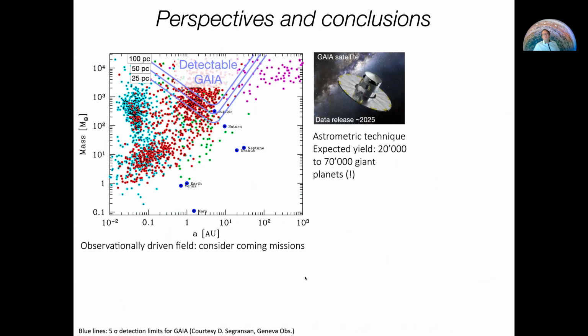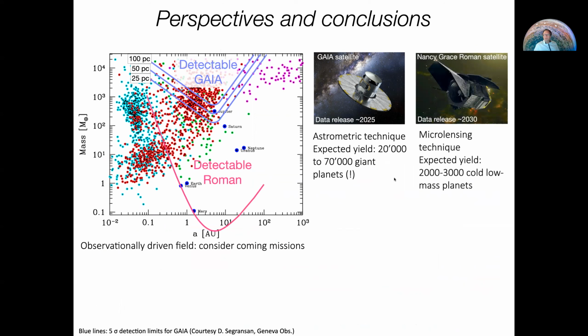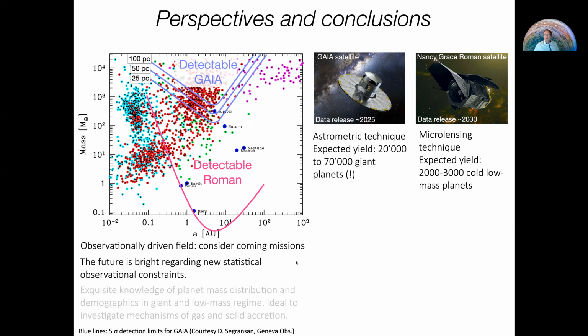And I think here, of course, it looks very bright because soon we will have Gaia, where we expect an enormous number of giant planets in this regime here. And then later on, we will have the Nancy Grace Roman satellite, which will discover about several thousand cold low mass planets, mostly around M dwarfs. So the future is really very bright, looking at all the coming statistical observational constraints.